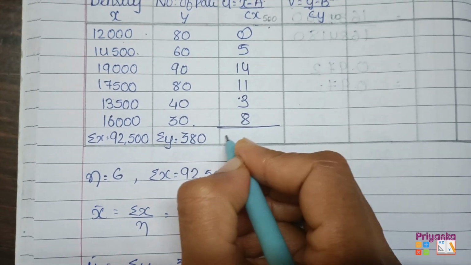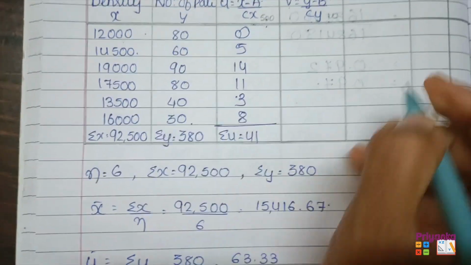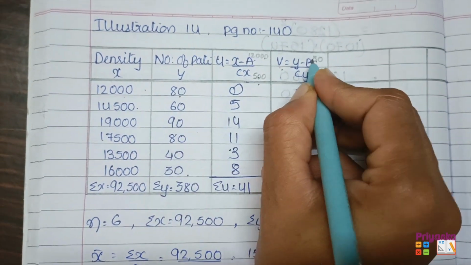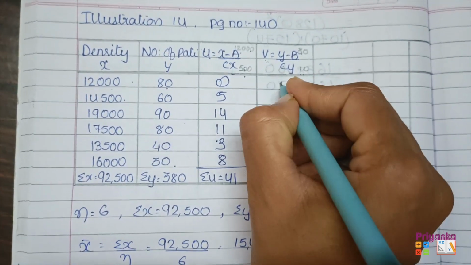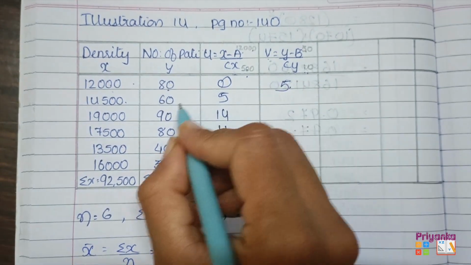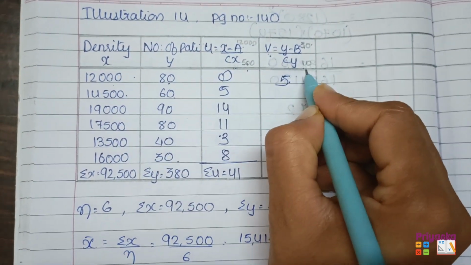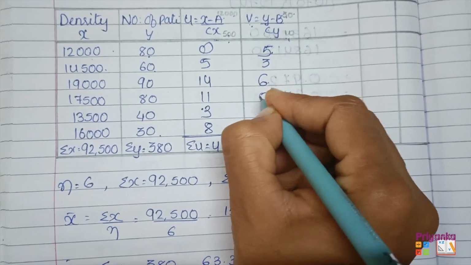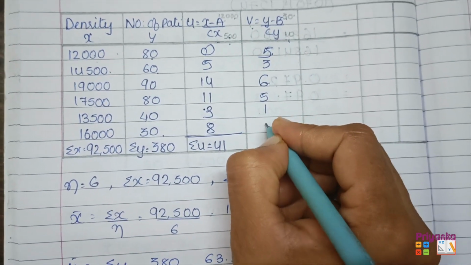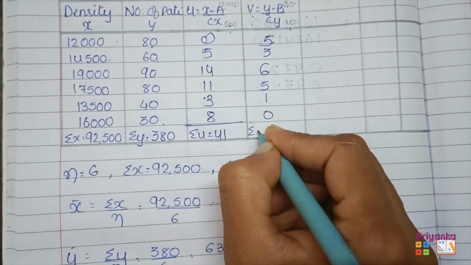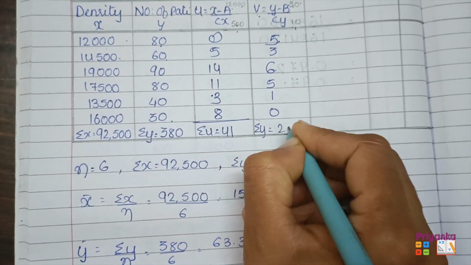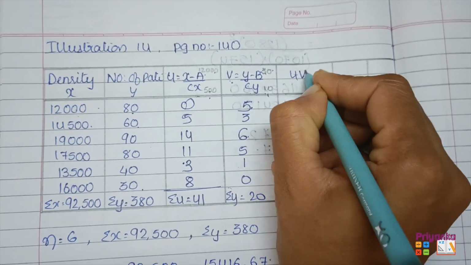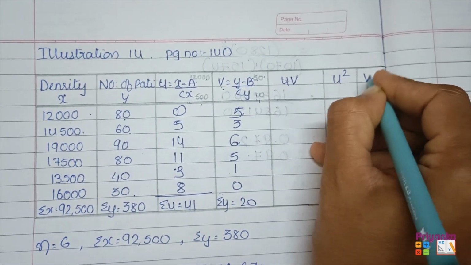And here I got sigma u as 41. For v again y minus b: 80 minus 30 divided by 10 you will get 5. 60 minus 30 divided by 10 you will get 3, and continue with the remaining. This number will not match with your example given in your question because here I have taken a different assumed value. And then we need uv, u square and v square.